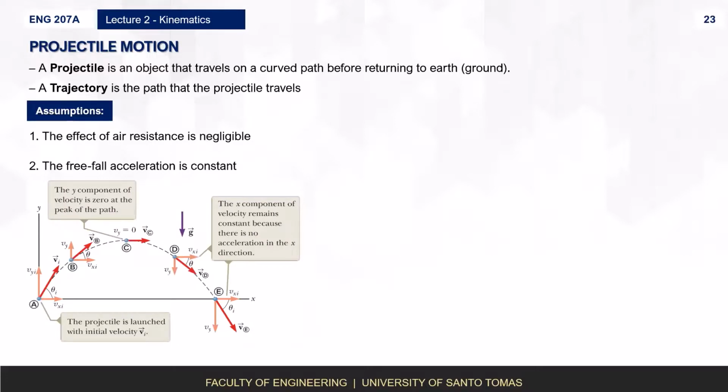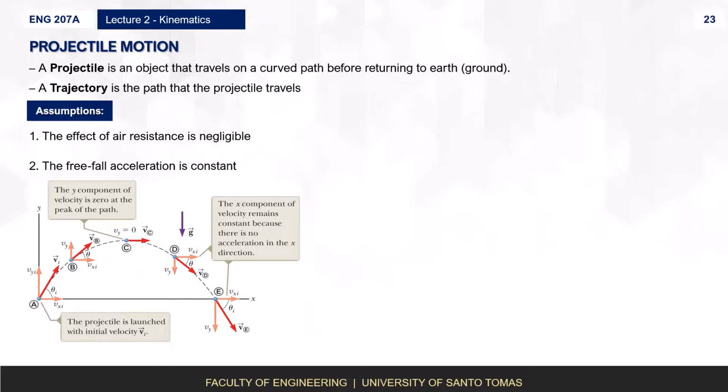A common example of a 2-dimensional application is projectile motion. To define it, say you have a cannonball to be launched from a cannon at an angle. The cannonball here is the projectile. It is the object which will travel a curved path. And the cannonball will take a path called a trajectory. It is the path at which the projectile travels. It will travel on a curved path before hitting the ground.